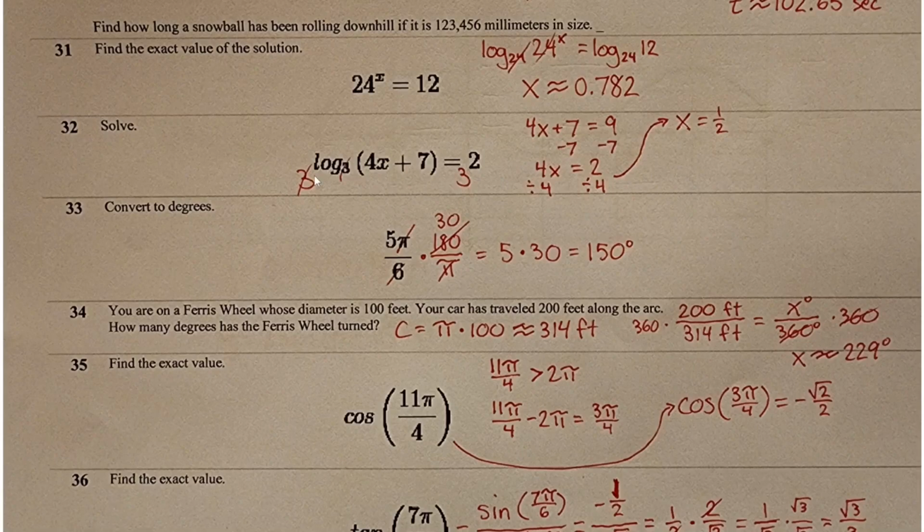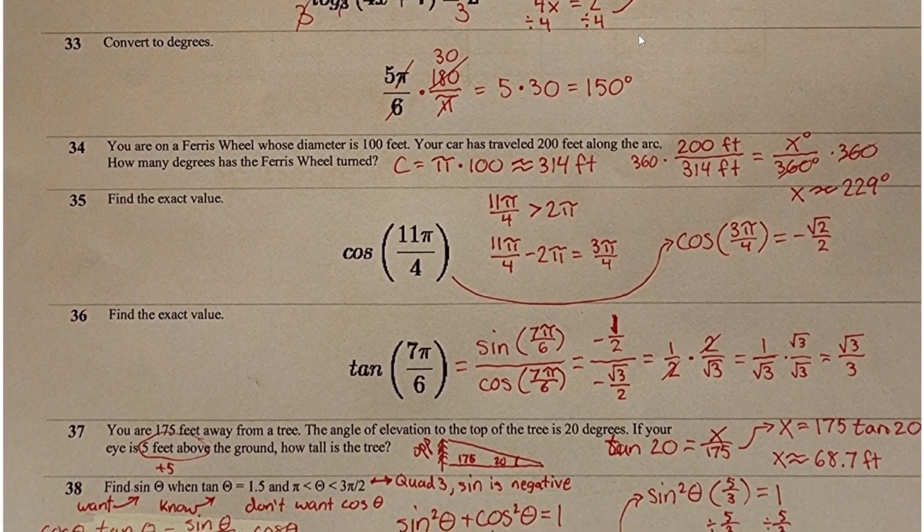Number 32, solve. Well, we just said logarithms cancel bases, but bases also cancel logarithms. When we put the left-hand side into an exponent with a base of 3, that cancels the logarithm. Again, we have to do that same base on the other side. We get 3 to the power of 2, which is where I get 9, and then I just solve. I get 1/2. Nice.